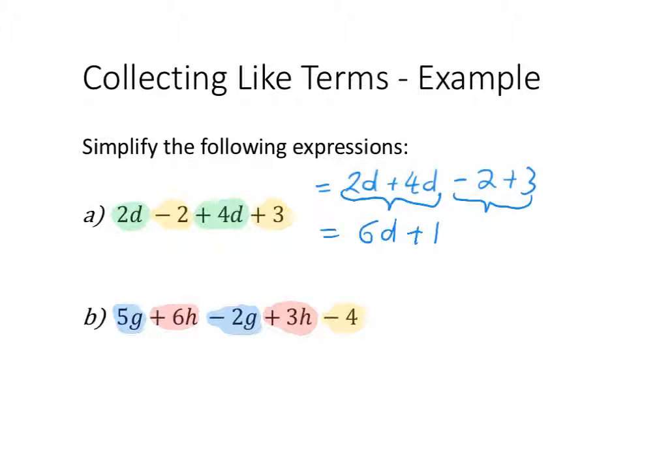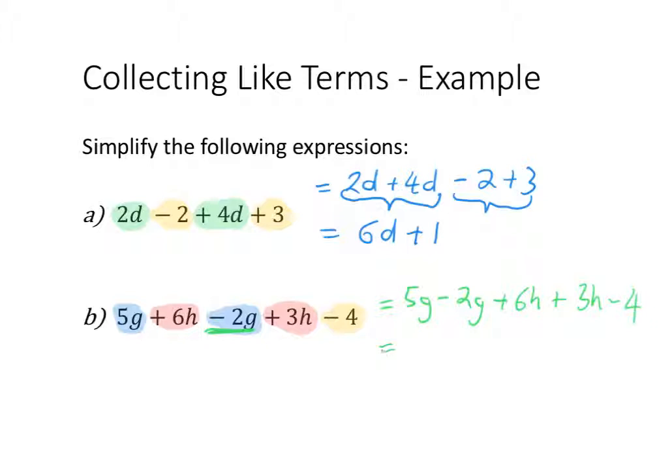So now that I've gone ahead and identified my like terms, I can start simplifying. And the first step to simplifying is going to be to rewrite the expression, grouping all of the like terms together. So that's going to equal 5g minus 2g, because remember I'm picking up the minus sign in front of the 2g, then plus 6h plus 3h minus 4.